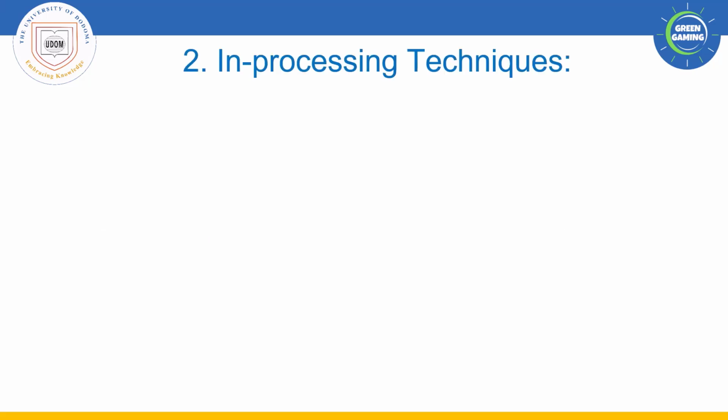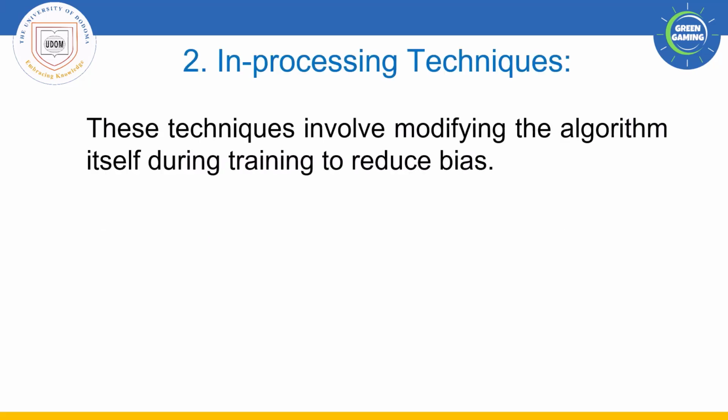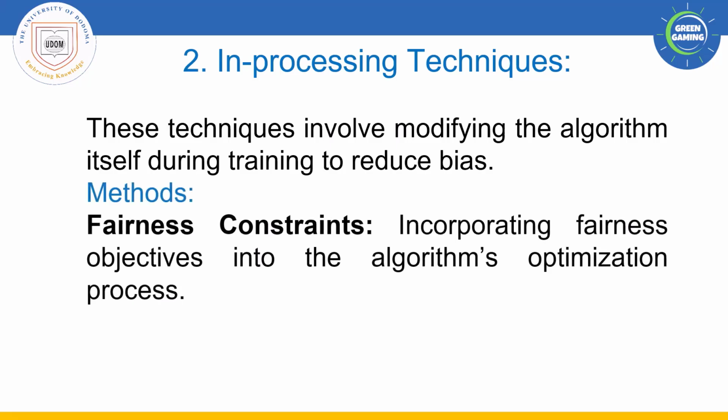Apart from that, we have in-processing techniques. These techniques involve modifying the algorithm itself during training to reduce bias. The methods involved are fairness constraints, whereby we incorporate fairness objectives into the algorithm's optimization process.